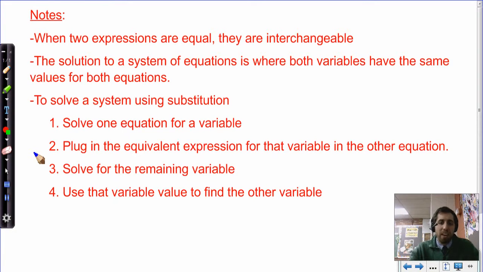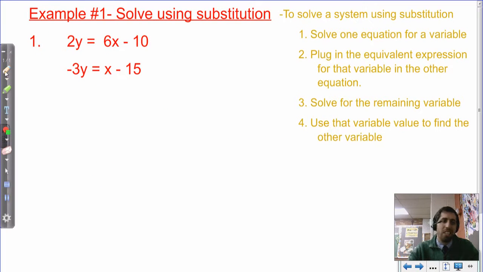We're going to solve that. We're going to find out what the variable is equal to, whichever is left over. And finally, we're going to use that variable value, whatever we found x or y to be, to find the other variable. That sounds so confusing, but it makes sense when you see it in practice, so let's check out number 1.